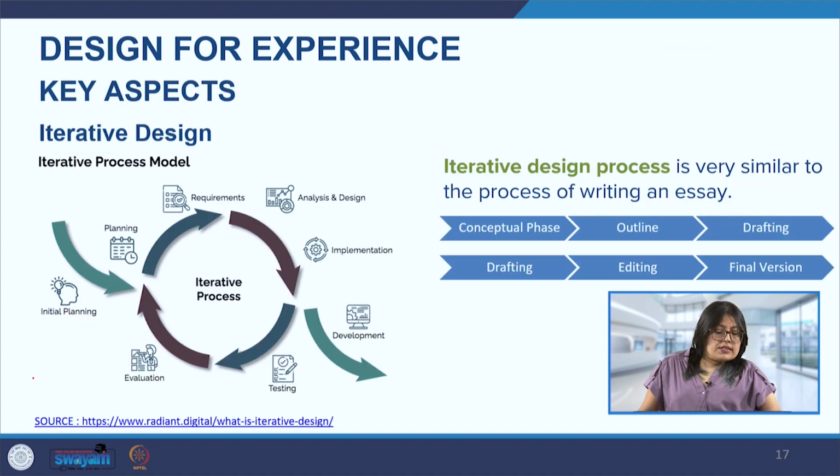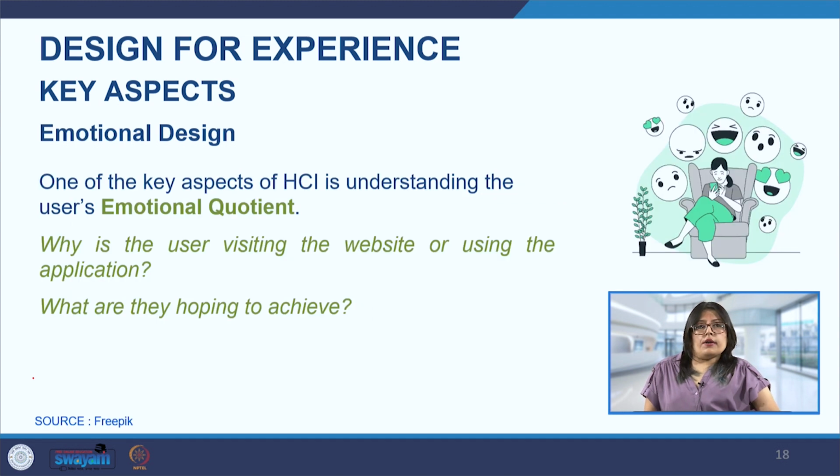So here we can see the iterated design process loop, how with the initial planning and the requirement analysis, implementation, testing, evaluation, and then coming up with the development, we can integrate this into the design process. So now another important aspect that we have to remember is the emotional design angle.